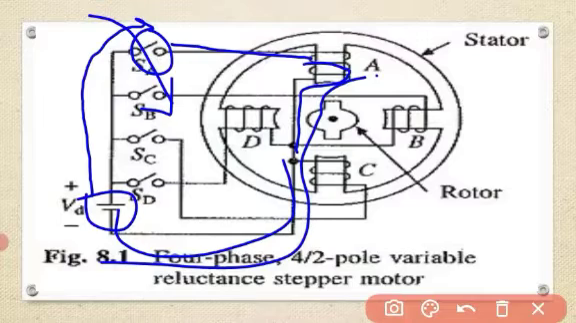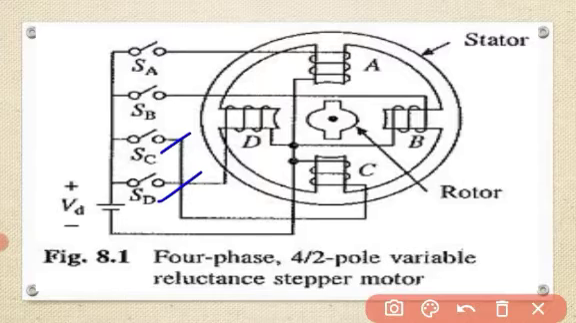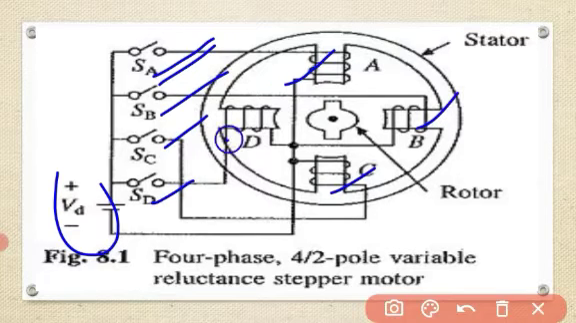Okay, similarly, the other poles are connected through the switches SB, SC, SD. Now the phases are excited in the sequence A, B, C, D, A. I repeat, the sequence of excitation from this source is A, B, C, D, through SA, SB, SC, SD. You are exciting through the semiconducting switches.